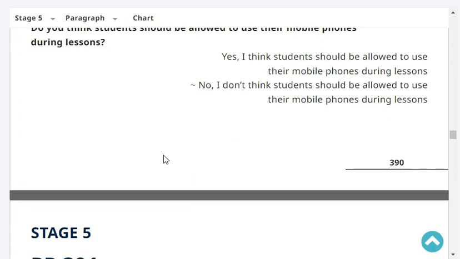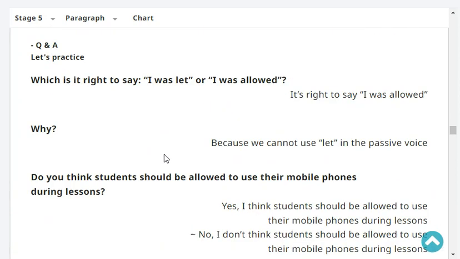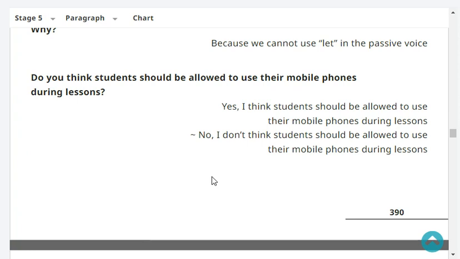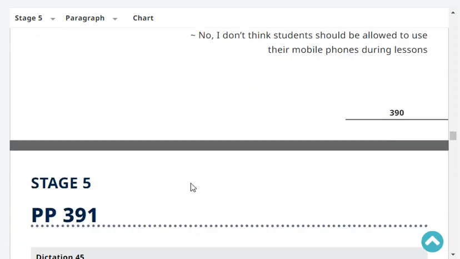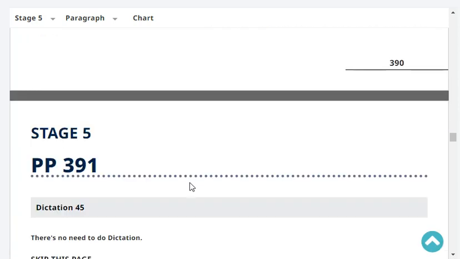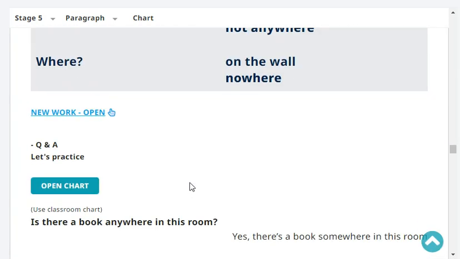Why? Because we cannot use let in the passive voice. Do you think students should be allowed to use their mobile phones during lessons? Yes or no? No, I don't think students should be allowed to use their mobile phones during lessons. Very good.